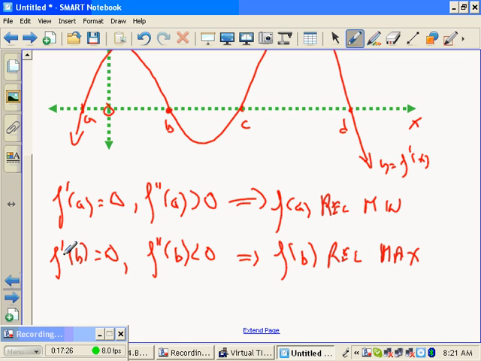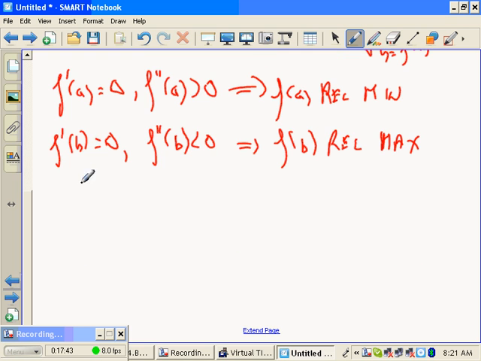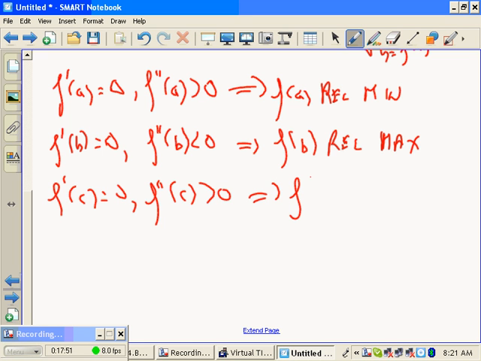All right, at c, what's our conclusion? Well, f double prime at c is positive, so f of c must be positive concavity, concave up, horizontal tangent at the bottom. That's going to be a min. There you go. F prime at c is 0. F double prime at c is positive, greater than 0. Therefore, f of c is a relative min.